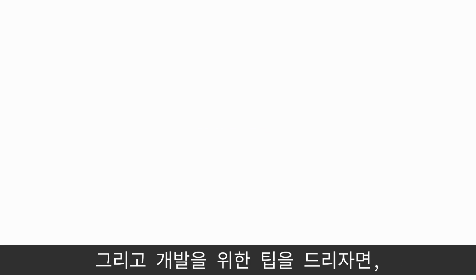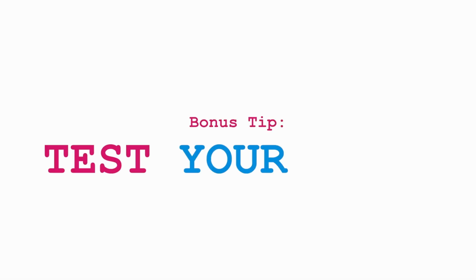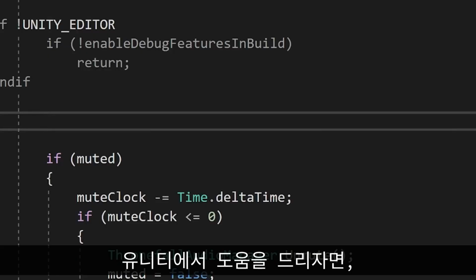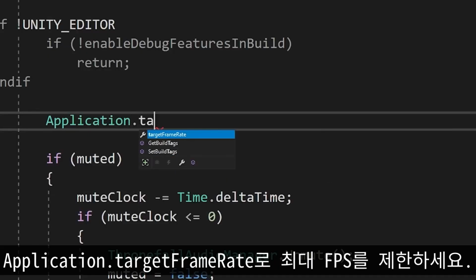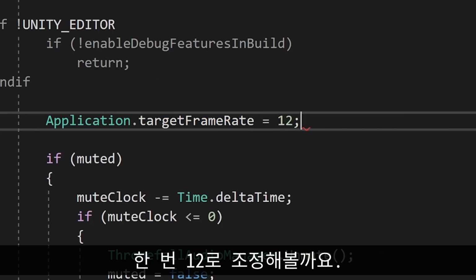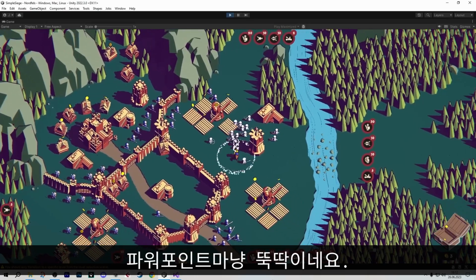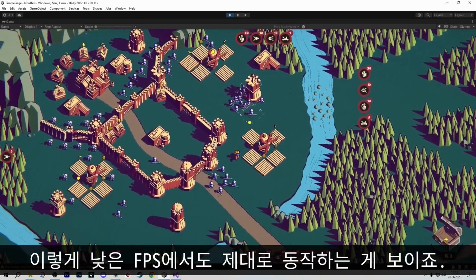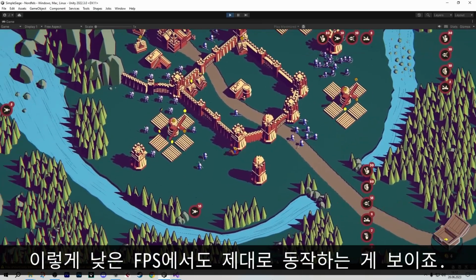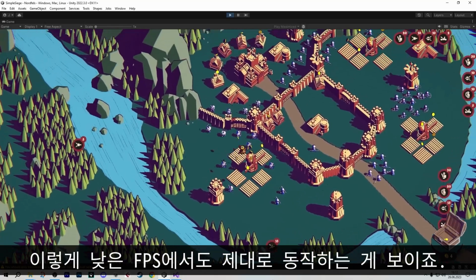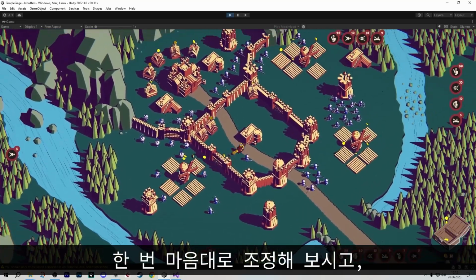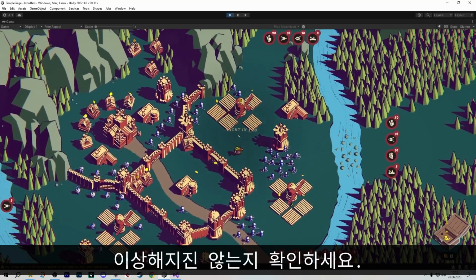Also, I got a brilliant bonus tip for you. Test your game. One thing you can do in Unity for testing is set application.targetFrameRate, and I'll, for example, set that to 12 or something, which is relatively low. Feels very much like a slideshow. This is a little painful, but as you can see, everything's working and everything's moving at the speed it's supposed to and stuff like that. So just try it out. Just try your game at different speeds and see what happens.